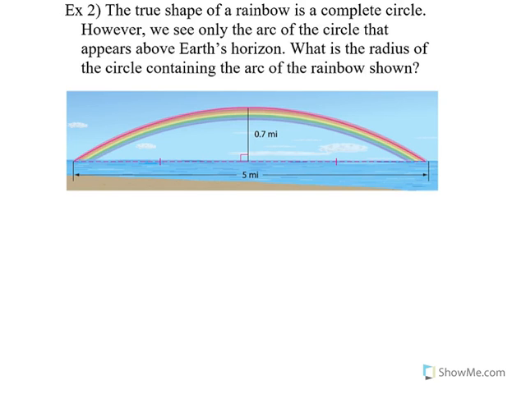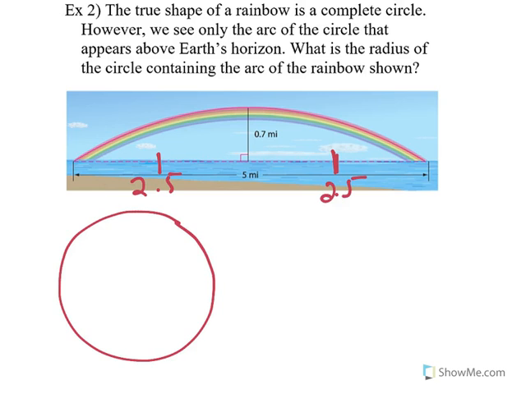Okay, so here's the deal. I'm going to draw what we see. So we have the circle. They tell us that each of these pieces of the chords are congruent, so each piece is going to end up being 2.5 if the whole thing is 5. So we have our perpendicular in the middle, we have 2.5, we have 2.5, and then they also tell us that this little piece up here is 0.7. They're asking, what is the radius of the circle containing the arc of the rainbow shown?